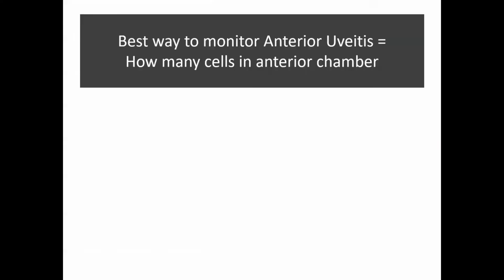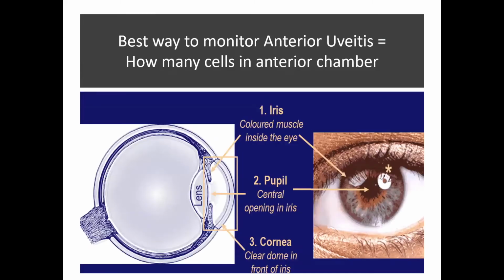At the moment, the best way to monitor anterior uveitis is by seeing how many cells, the blood cells that have leaked out in inflammation, are in the anterior chamber, which is the front section in front of the lens on that picture. I always describe it: if you look to the side of the person next to you, you'll see a clear dome at the front of the eye that sticks out. That's the bit we're looking at.